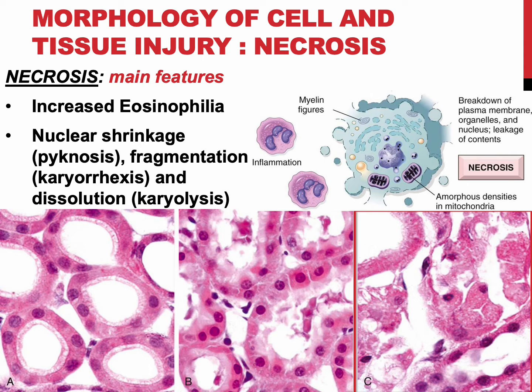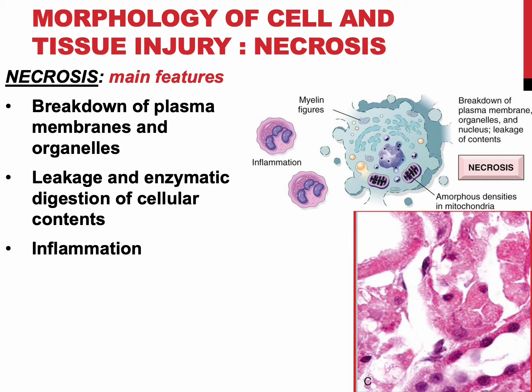When a cell undergoes necrosis, these are the main features that you will see. There's still some eosinophilia, which is often increased, but more importantly, you will see that the membranes will start to be affected. That includes the nuclear membrane, so you can see that the nucleus can become smaller or shrink, which we call pyknosis. It can also fragment, which we call karyorrhexis, as well as dissolve, which is called karyolysis. So a change at the level of the nucleus or a disappearance of the nucleus within a cell indicates necrosis.